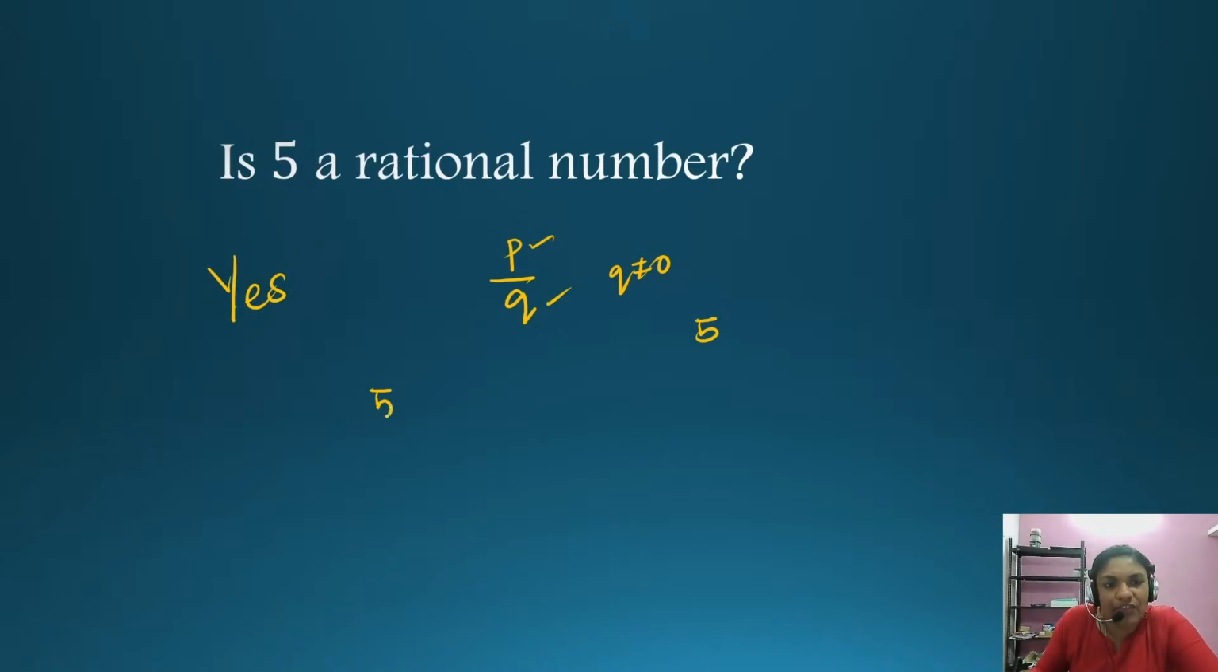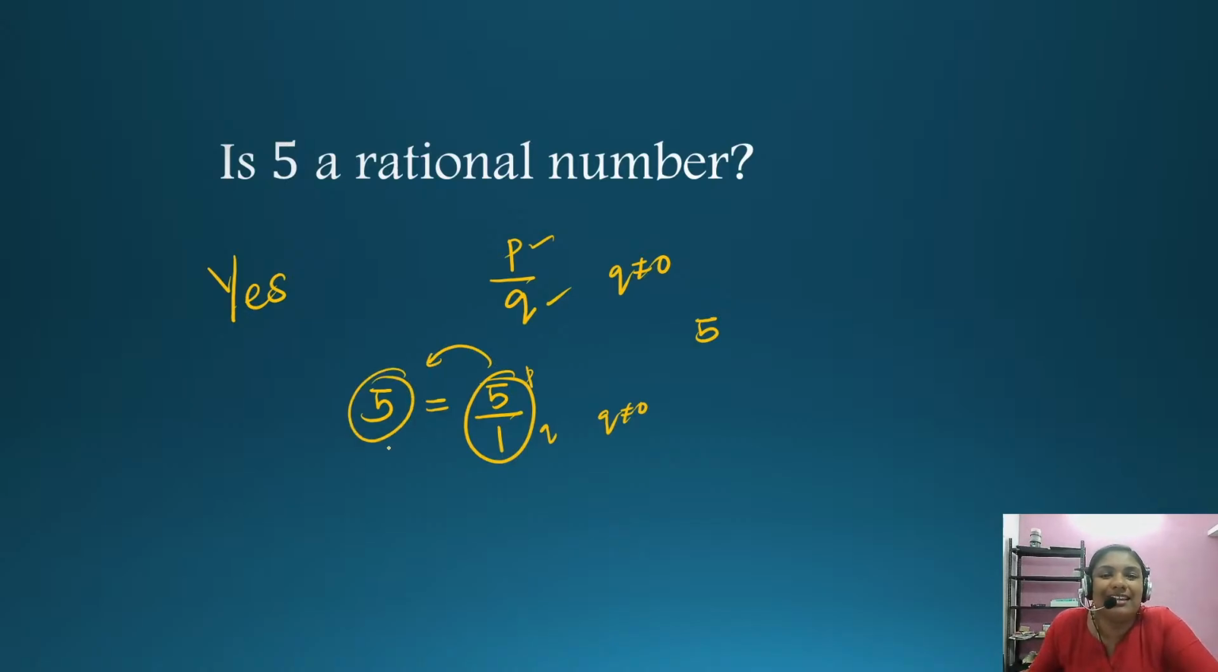How? This 5 can be represented or expressed as 5 by 1, right? The value doesn't change here, right? 5 is equal to 5 by 1. So when you express 5 as 5 by 1, we have both P and Q, right? And here P and Q are integers and Q not equal to 0. So that means 5 by 1 is a rational number, which implies 5 is a rational number.